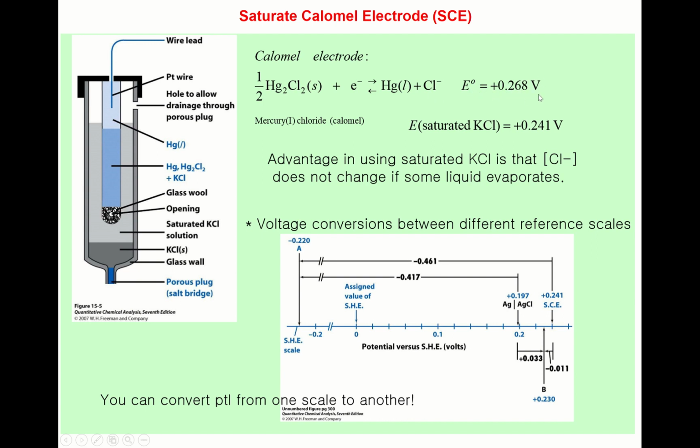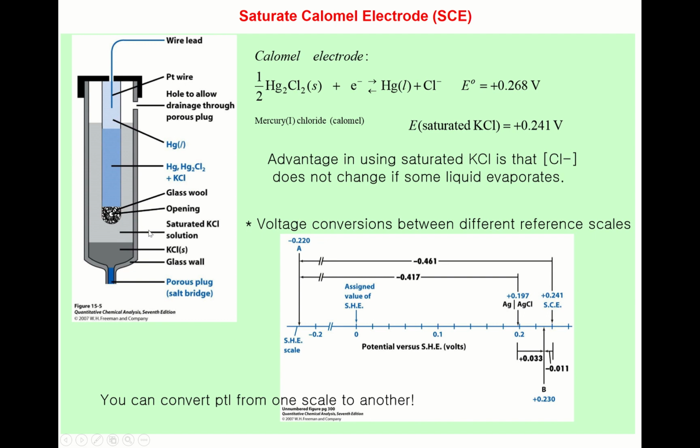But usually we saturate the solution with potassium chloride, so the chloride ion concentration is much higher than 1 molar. That case is the saturated calomel electrode, and the potential is 0.241 volts. This potential also only depends on the chloride ion concentration. All right, and this is the structure.